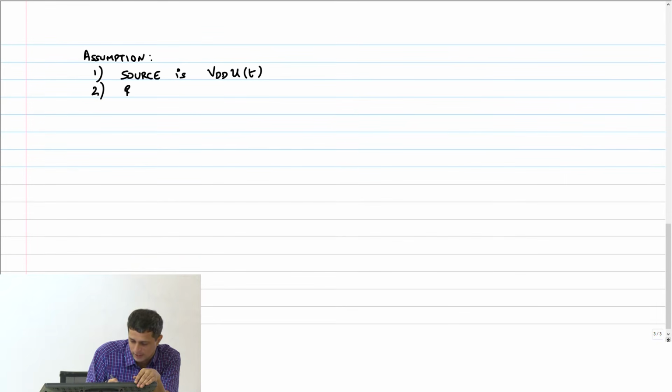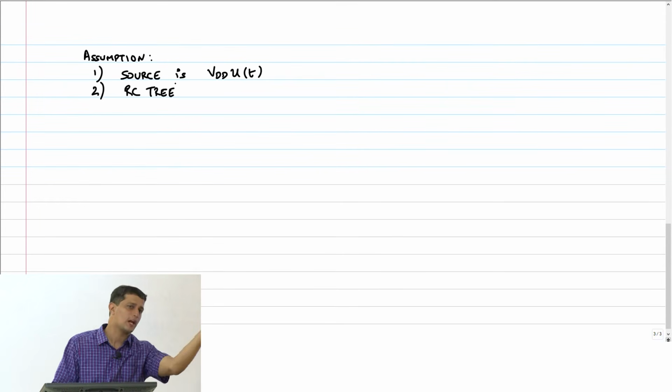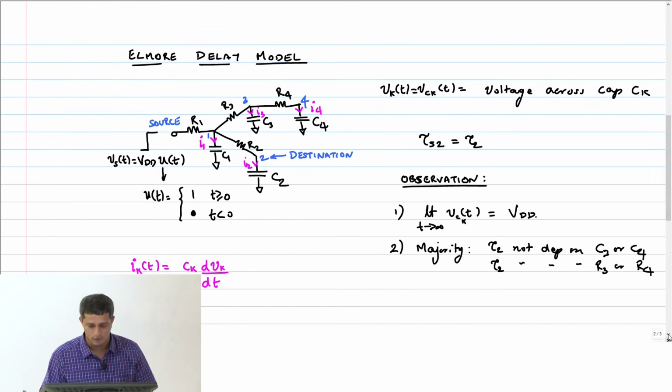Okay. What does an RC tree mean? It means there are no loops. I don't put an R and then take it back. For example, from node 4, I don't put an R and bring it back to the source node or to node 1. There are no loops. It's an RC tree, it just branches out.